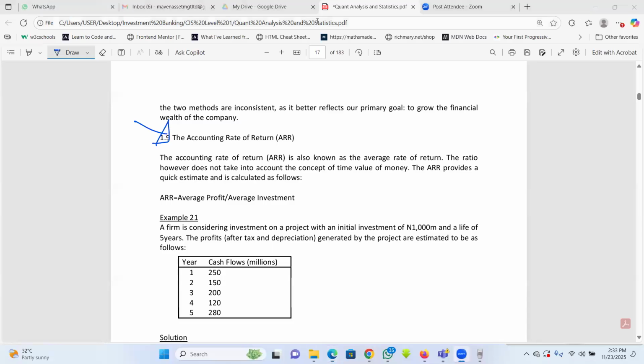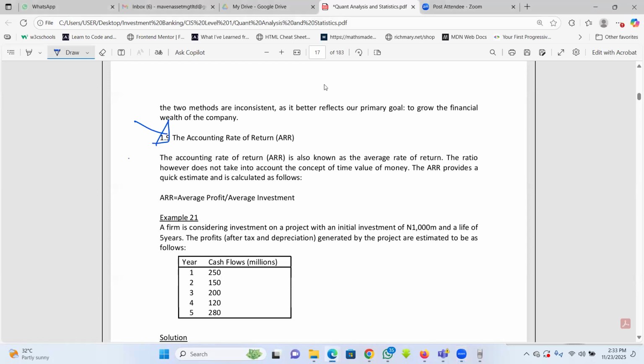A firm is considering investment on a project with an initial investment of 1 million naira and a life of 5 years. The profits after tax and depreciation generated by the project are estimated to be as follows. Year one. Sorry, I said read from here. So not the question. I just wanted to get some concepts from here.